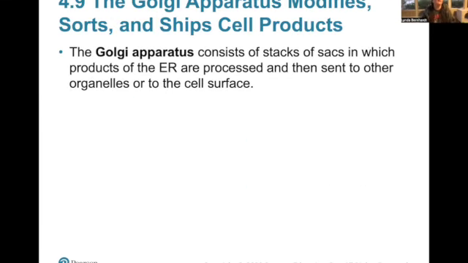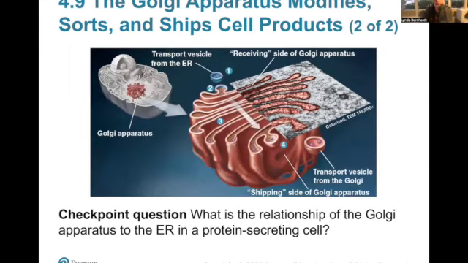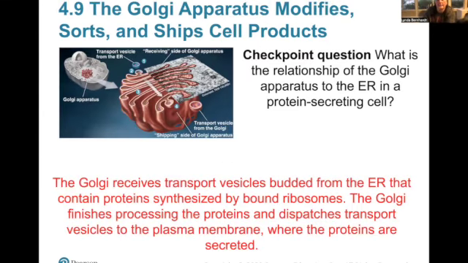Golgi apparatus. Funky looking things. It's at the end of the ER. Golgi apparatus, just call it UPS. Its entire job is to pack things up and ship them out. That's what they do. And this is just showing you a picture where it's at, the very end.